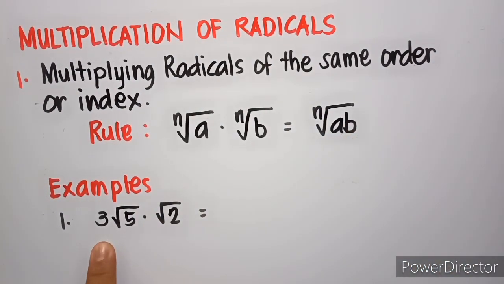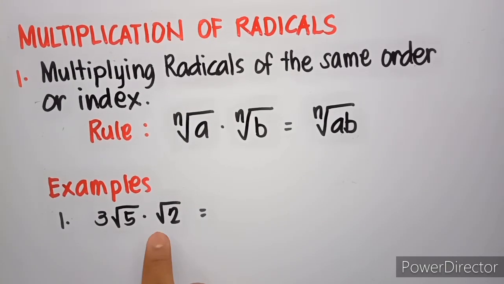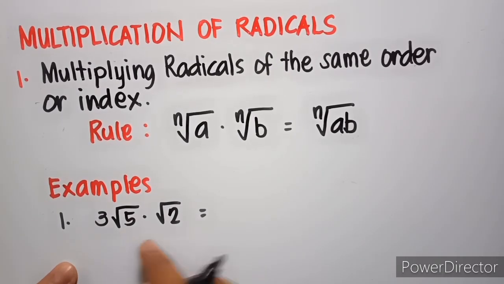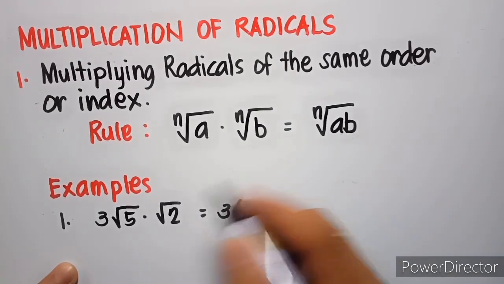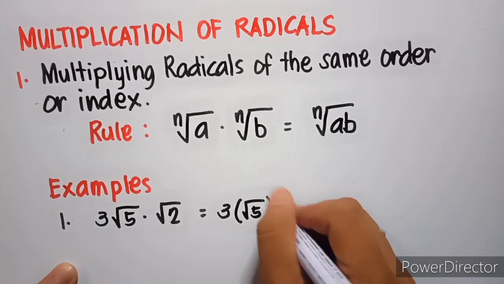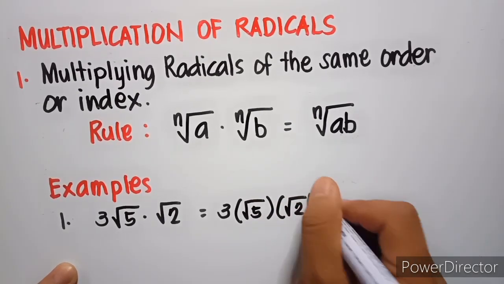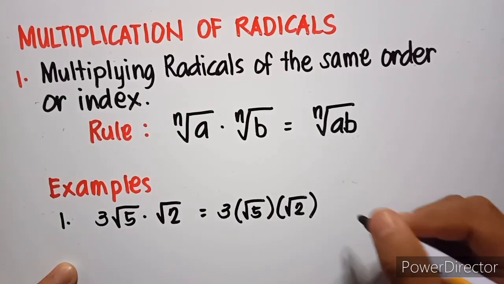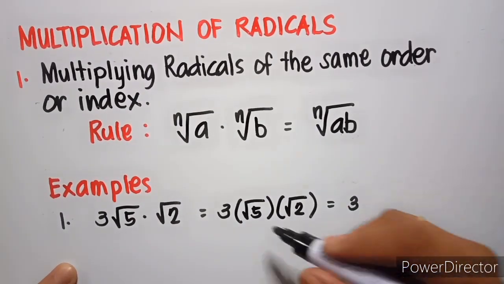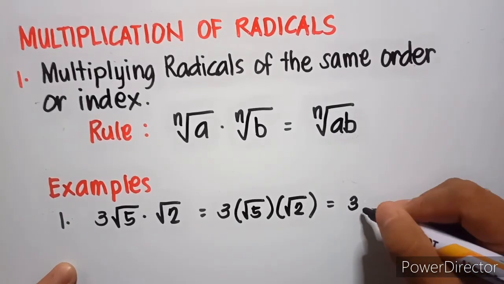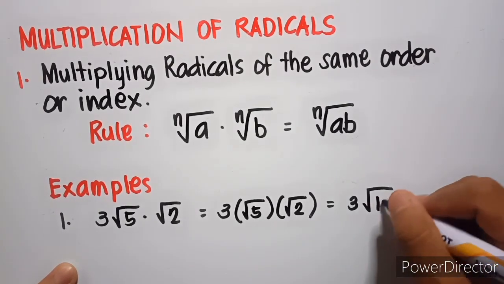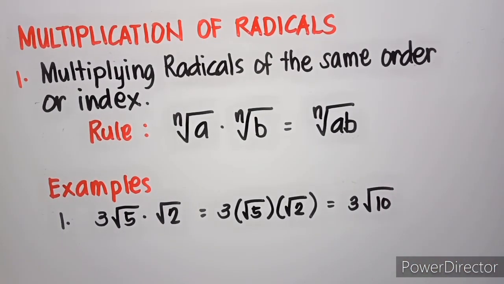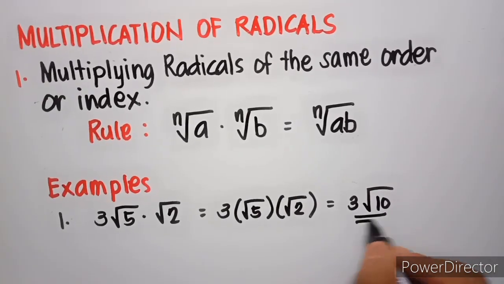Example number 1. In this case, we have numerical coefficient 3 and numerical coefficient 1. So first, we are going to multiply our coefficients. So we have 3 times 1, that is 3. Then times square root of 5 times square root of 2. So this is equal to 3. Then since we have similar index, different radicand, copy our index, then multiply our radicands. 5 times 2, that is 10. So since 10 is the simplest form, the answer is 3 square root of 10.